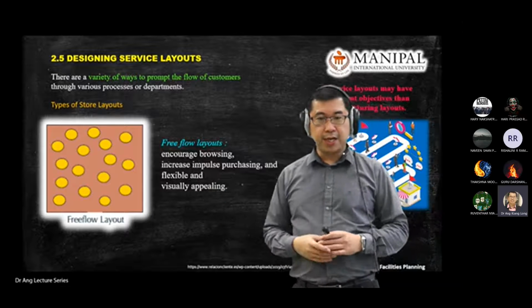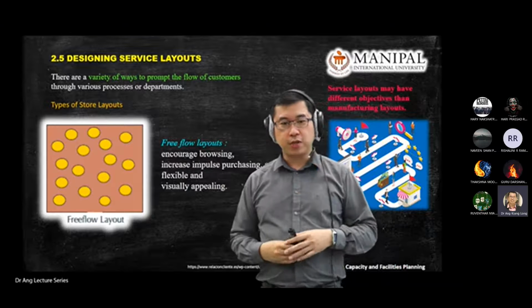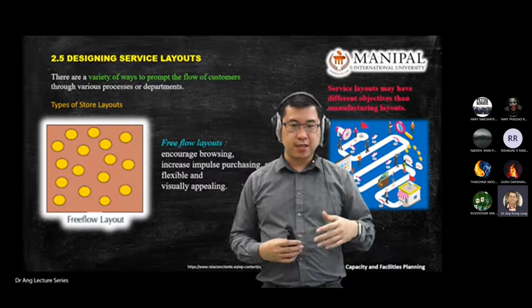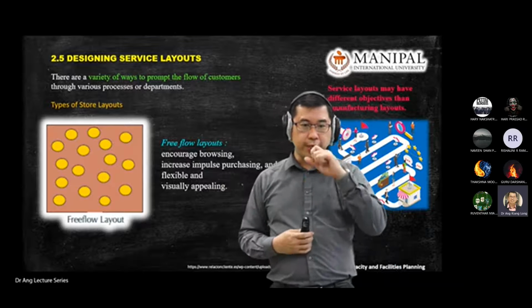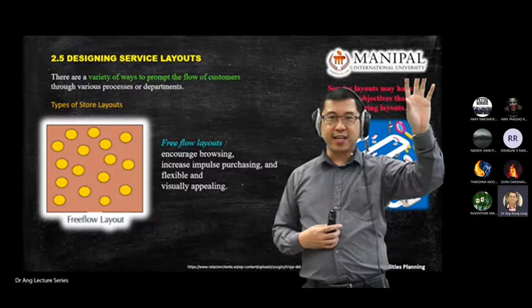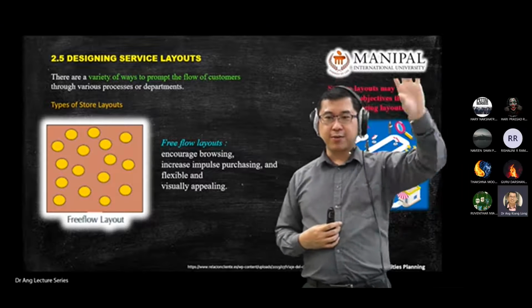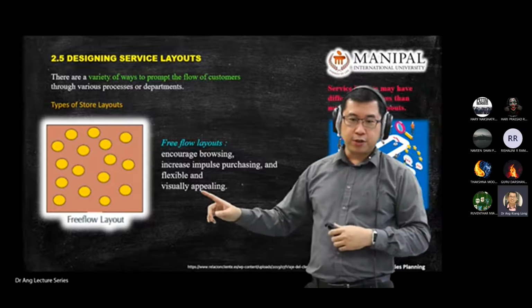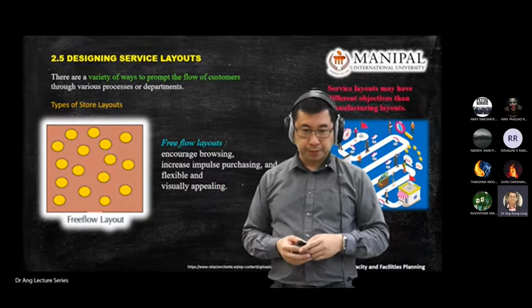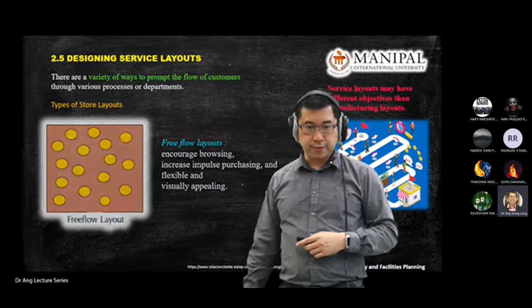It is visually appealing, meaning there are lots of things to look at. Once you walk into a space that uses free flow, usually there are lots of colors, lots of banners, lots of lighting, lots of signs asking you to buy this one on sale, that one on sale. Visually they are appealing. This is the characteristic of free flow layout.